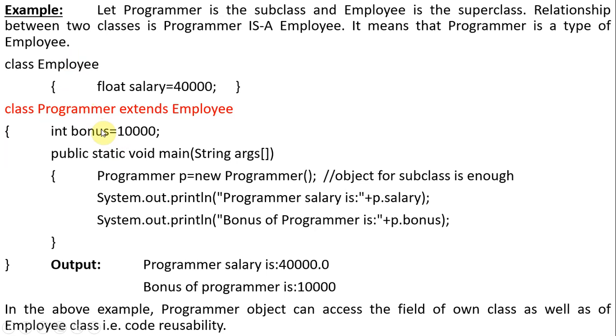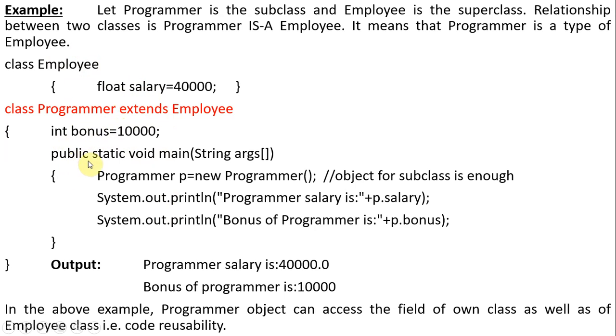We are creating this class, but we are inheriting the properties of the Employee class into the Programmer class. How is it possible? By using the keyword extends. Between Programmer and Employee we are using the extends keyword. Here in Programmer we have a bonus, and in Employee we have a salary.